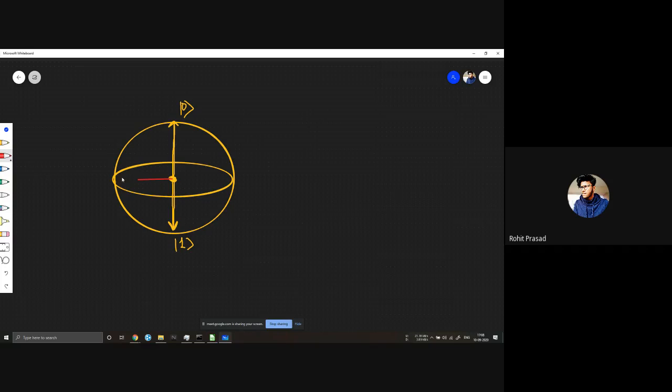this is, let's say, plus, and this is your minus. We manipulate our Bloch sphere so that we can measure it in this line. So let me just clarify one thing first.